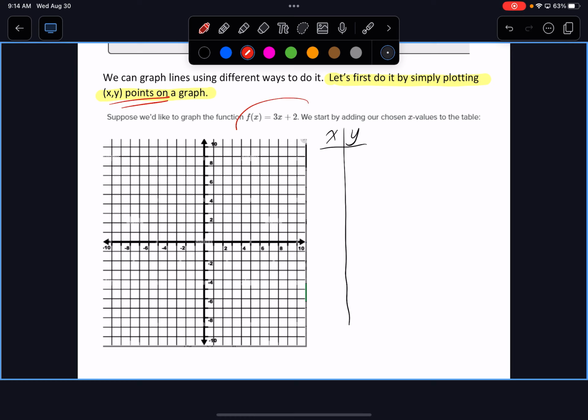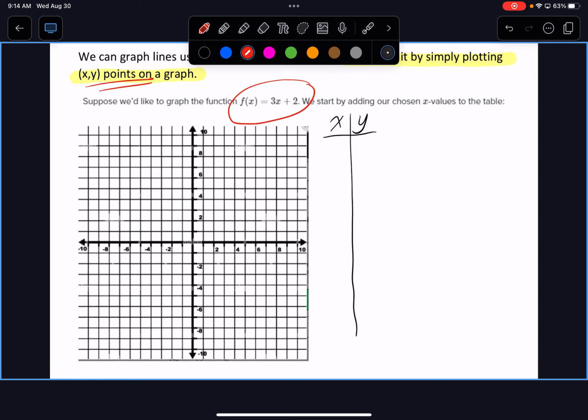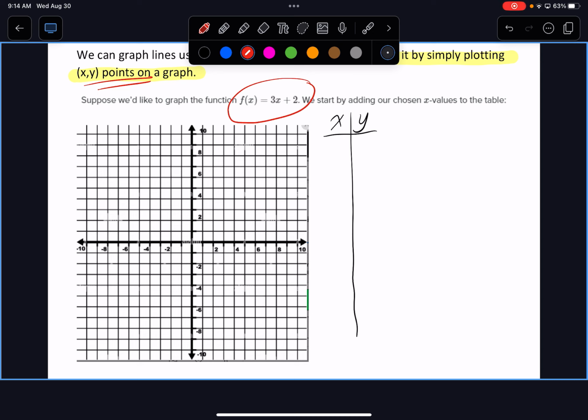They ask you to graph f of x equals 3x plus 2. So what we do is we pick some x values that we can plug in. They recommend plugging in some negatives and positives. So I just stick around the origin. I'm going to do -2, -1, 0, 1, and 2. Then I show my work. I'm going to plug -2 in. That's how functions work. So we have 3 times -2 plus 2. Isn't that -6 plus 2? So -4.